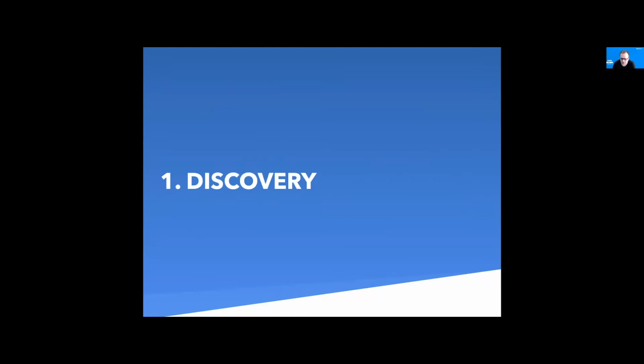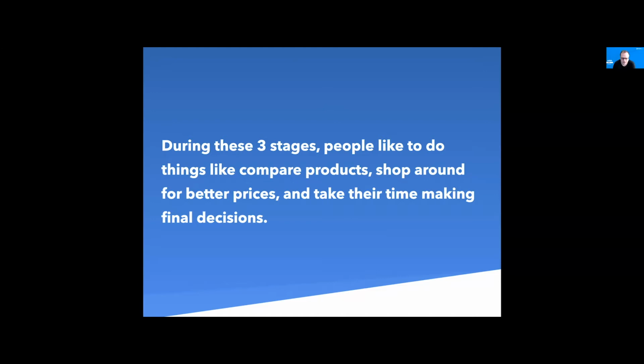So a few things. We'll run through a little bit about discovery first. So understanding who your target audience is, and then choosing the right option for that. So people go through the discovery process first. They will then look at choosing, and then they'll look at purchasing in those 3 stages, right? So during these 3 stages, people like to do lots of things. They like to compare products, shop around for better prices, and take their time making their final decision.